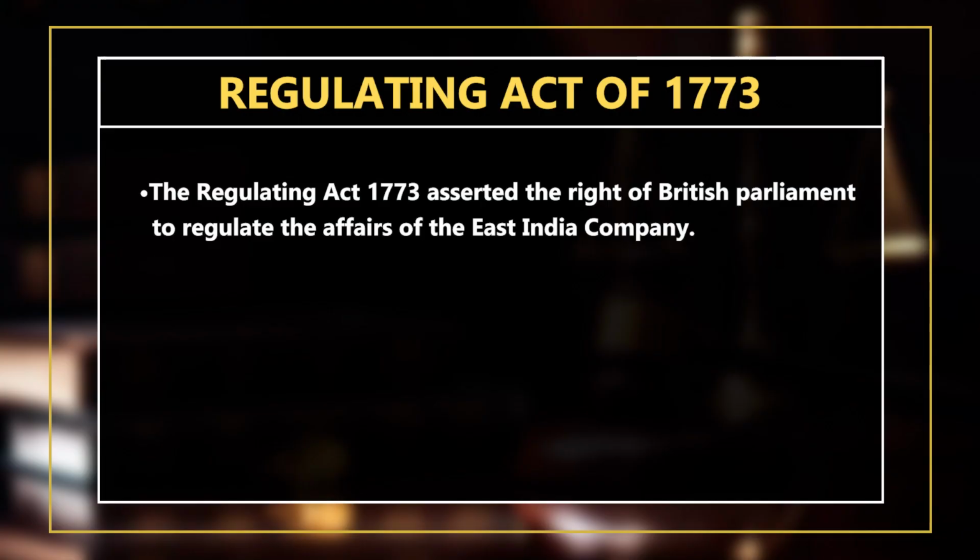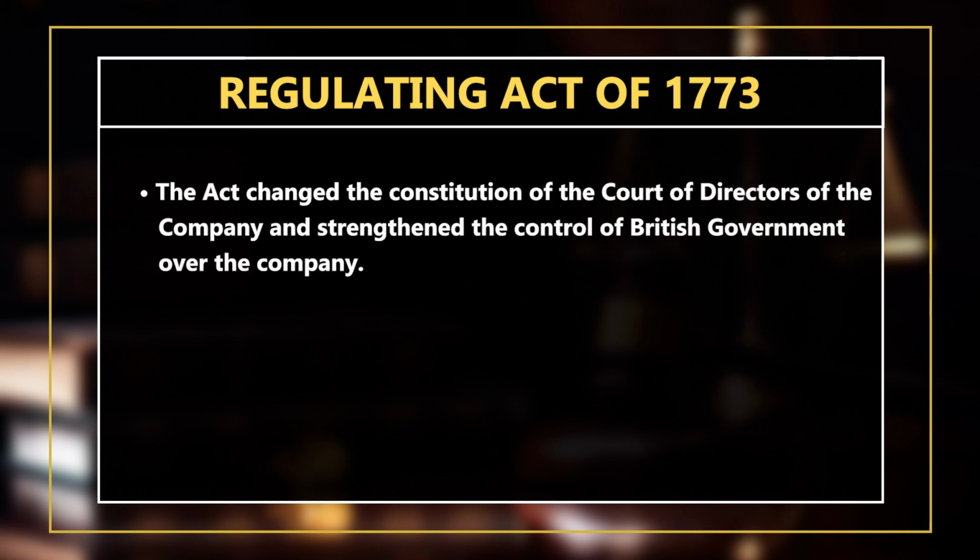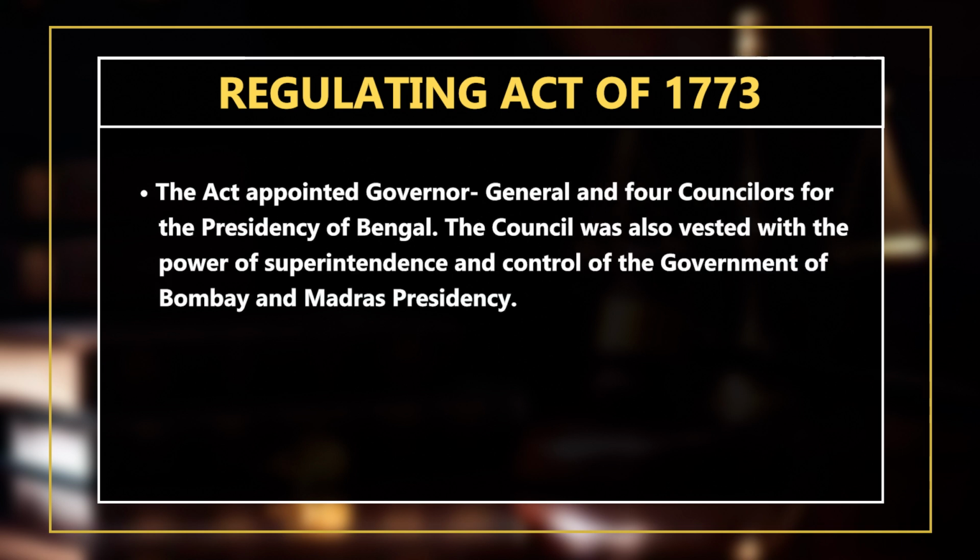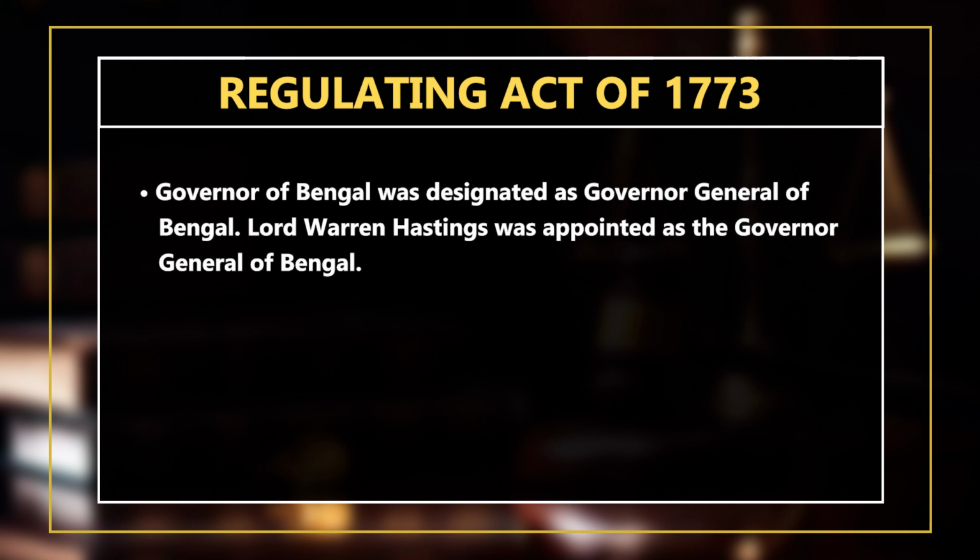Then came the Regulating Act of 1773. It asserted the right of the British Parliament to regulate the affairs of the East India Company. The Act changed the constitution of the Court of Directors of the company and also strengthened the control of the British government over the company. The Act appointed a Governor General and four councillors for the Presidency of Bengal. The council was also vested with powers of superintendence and control over the governments of Bombay and Madras Presidencies. The Governor of Bengal was designated as the Governor General of Bengal.